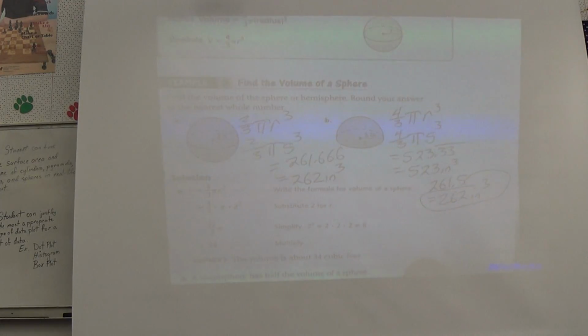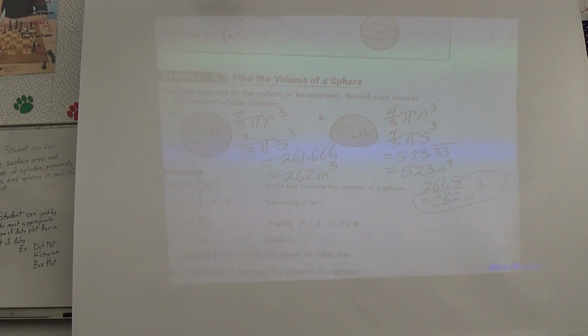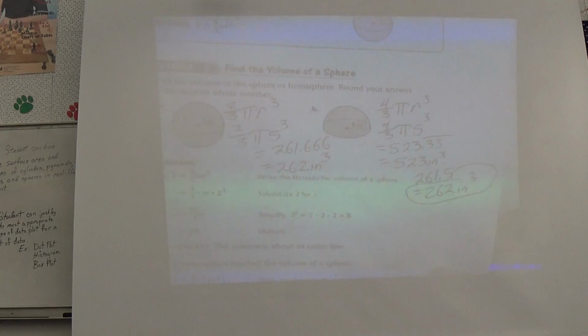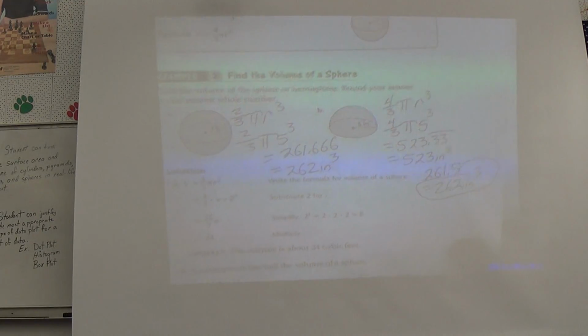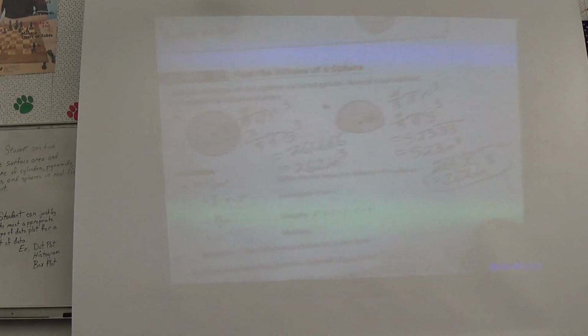Oh, I see what you're saying. You're saying take the diameter and square it, and then you don't have to multiply by 4. I think I would stay with the 4. That's just weird. I would stay with the 4.